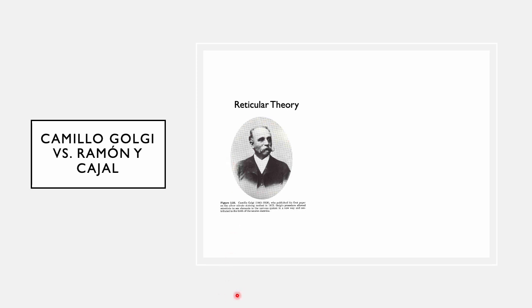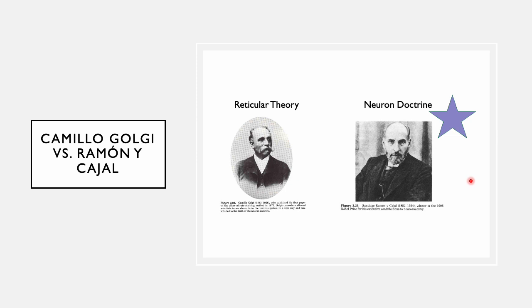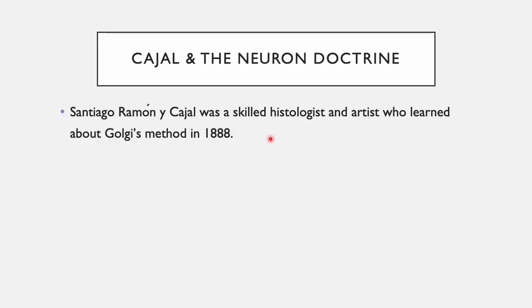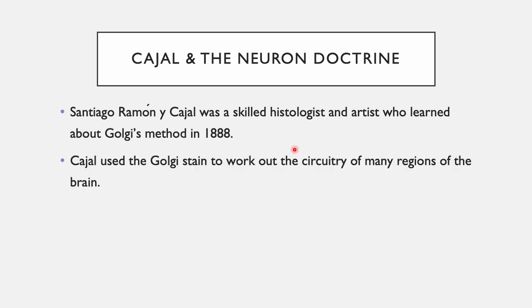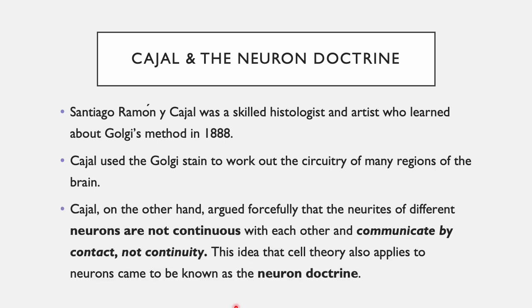Interestingly, after Golgi created the reticular theory, Ramon Cajal started using Golgi's stain to draw pictures of neurons. So Cajal was a Spanish neuroscientist and a very skilled histologist. And you can actually visit his museum in Spain, and he has beautiful drawings of neurons. He used Golgi's methods to work out many of the regions of the brain and their actual circuits.